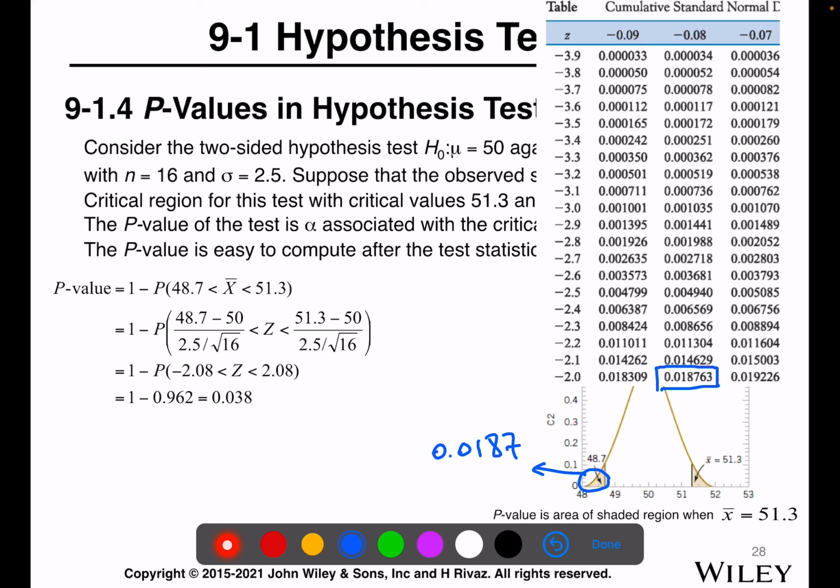And then the final answer, the p-value, is the summation of these two. So this times 2 is the p-value. And that's 0.038. So this is the same thing as alpha, probability of type 1 error. Any questions?